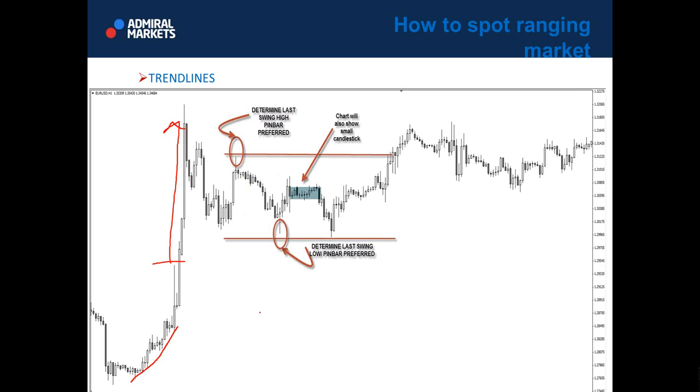So how can we know that the market is ranging? First, we must spot the trend. The trend is this, okay? And then after we spot the trend, we need to see the retracement. We can see the retracement has started, and we see that the price hasn't respected this high. It broke through this high on this bar and created a pin bar. So we need to determine the last swing high pin bar. And a pin bar is preferred because it will give the top of the range.